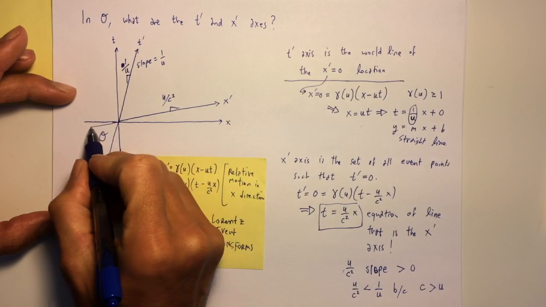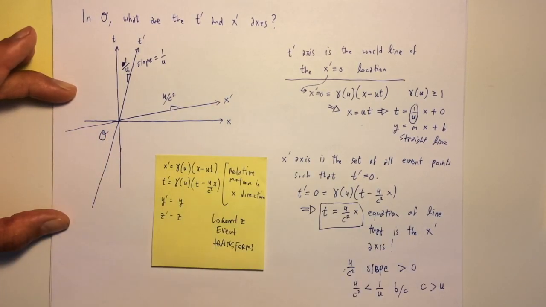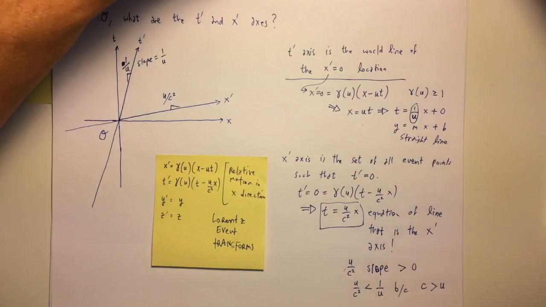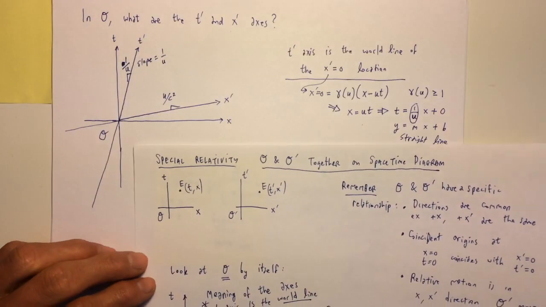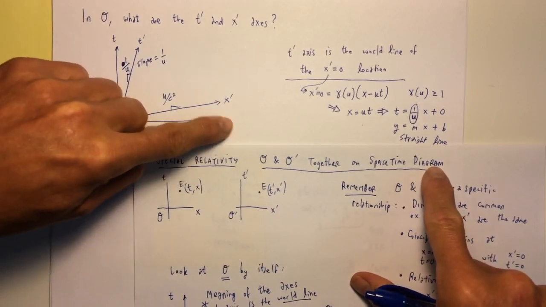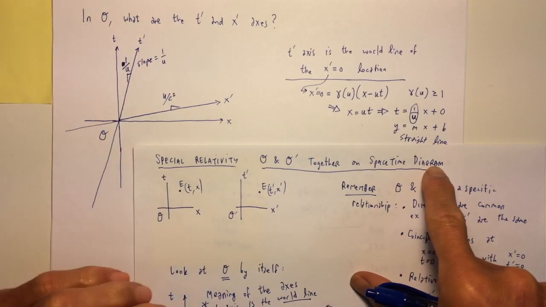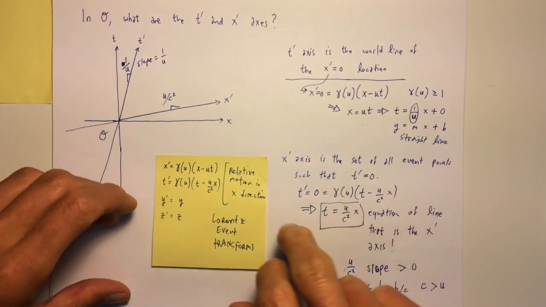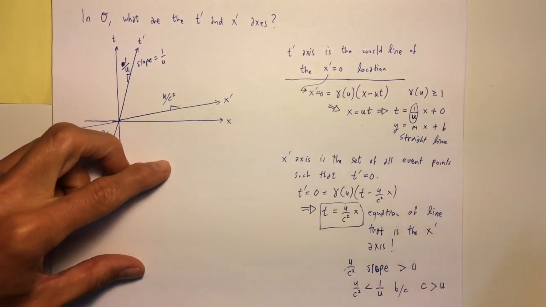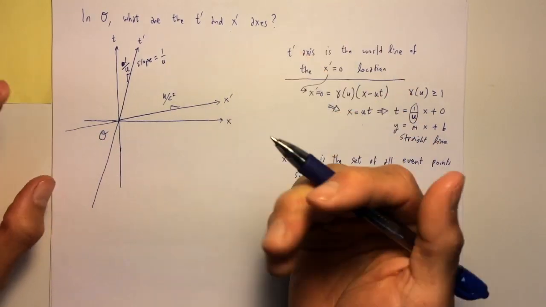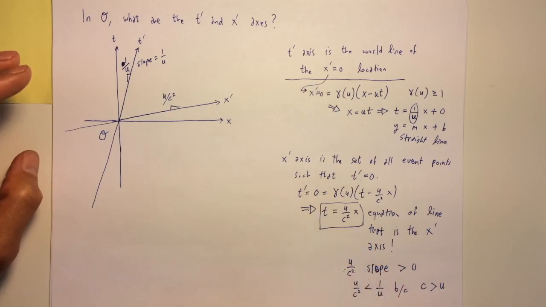And that line is a straight line. So this is how O and O prime are together on the same spacetime diagram, right? So I'm going to do a little bit of an abstraction, but this is the idea.